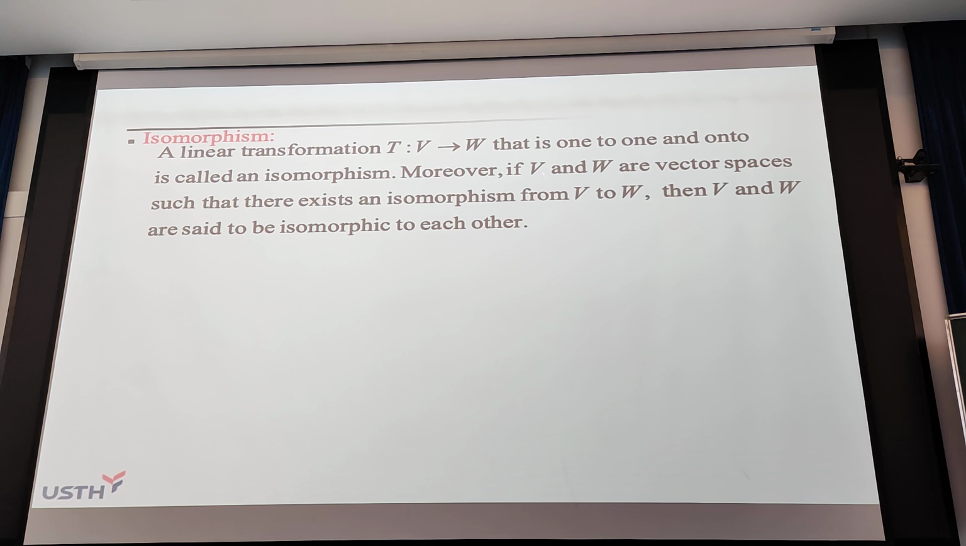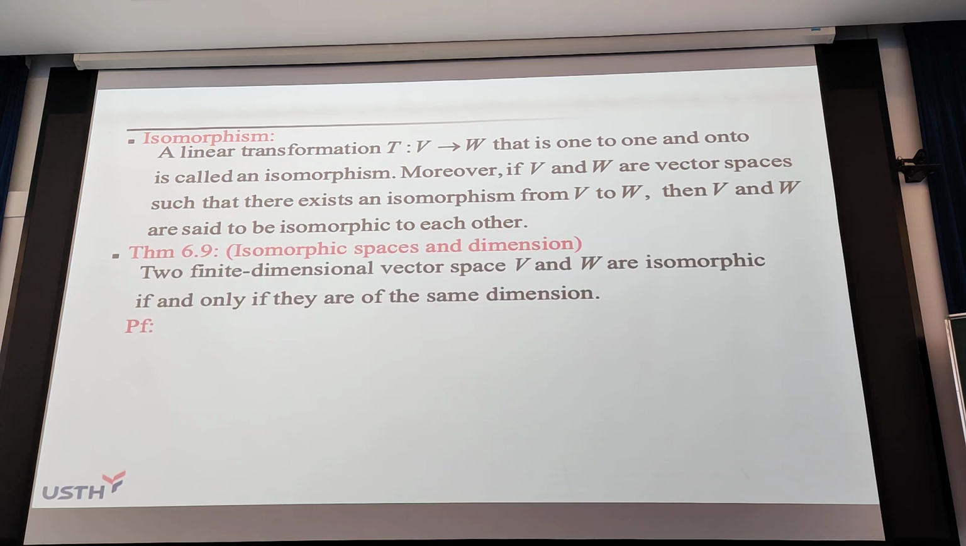And in that case, the vector spaces V and W will be called isomorphic to each other. Isomorphisms and isomorphic in Vietnamese we say đẳng cấu. And in the name isomorphism, in the name đẳng cấu, we have the word đẳng. It means bằng. So isomorphism means it equals each other in some sense. Nó bằng nhau theo một nghĩa nào đó.